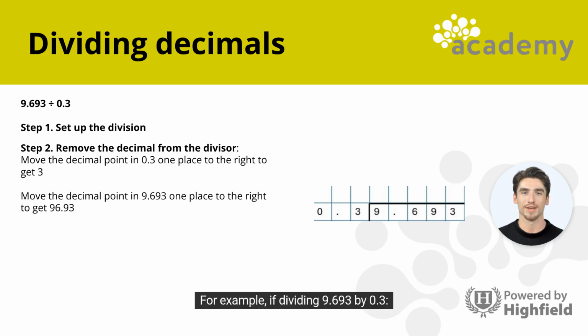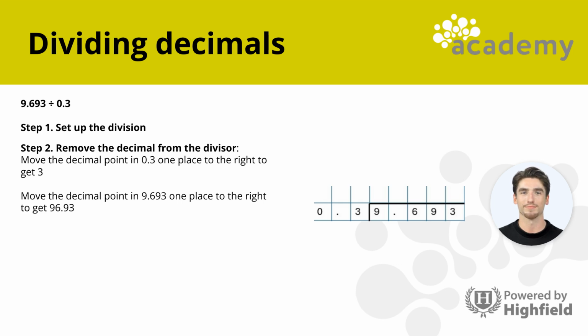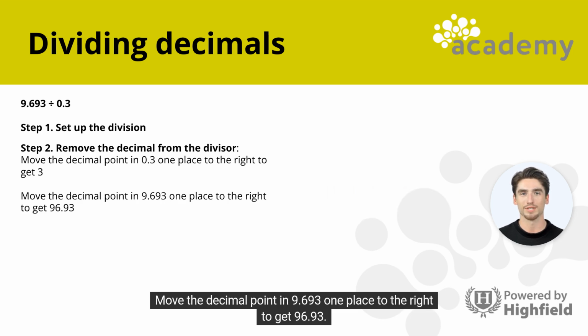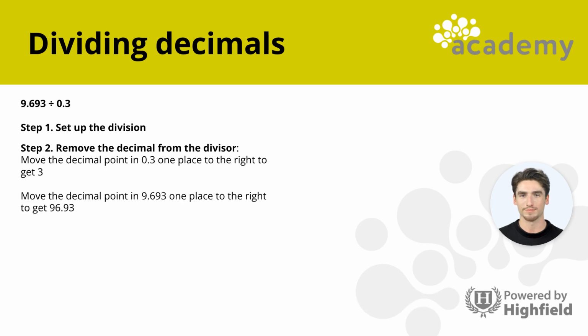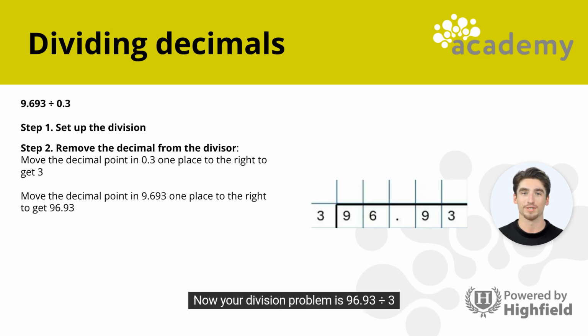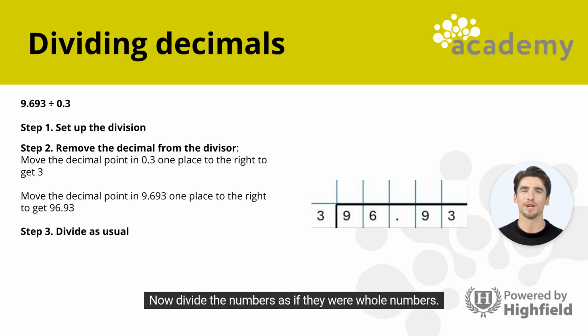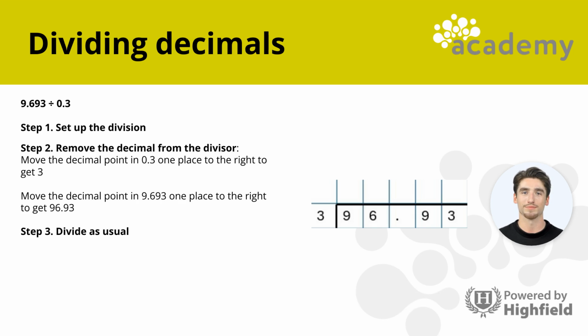For example, if dividing 9.693 by 0.3, move the decimal point in 0.3 1 place to the right to get 3. Move the decimal point in 9.693 1 place to the right to get 96.93. Now your division problem is 96.93 divided by 3. Step 3. Divide as usual. Now divide the numbers as if they were whole numbers.